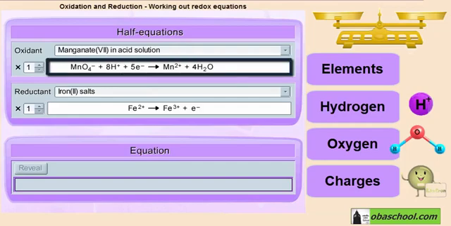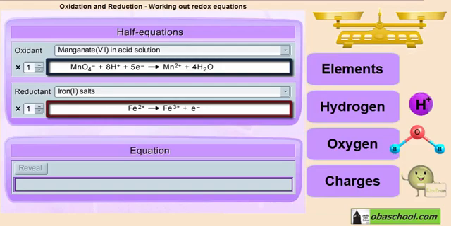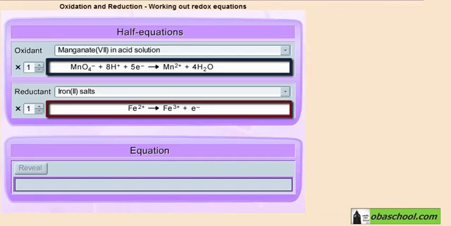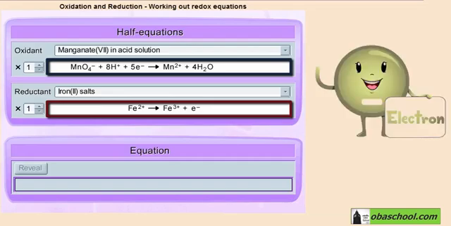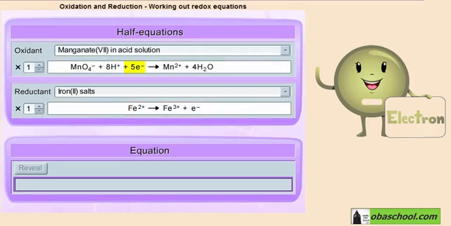So this is the reduction half equation: MnO4- plus 8H+ plus 5 electrons will produce Mn2+ plus 4H2O. This is a balanced half equation. Let's check now the oxidation half equation: Fe2+ will produce Fe3+ plus 1 electron. To be able to add these two half equations, the number of electrons must be the same in both half equations. Here we have 5 electrons and here we have only 1 electron. So we will multiply this whole half equation by 5 until we obtain 5 electrons.